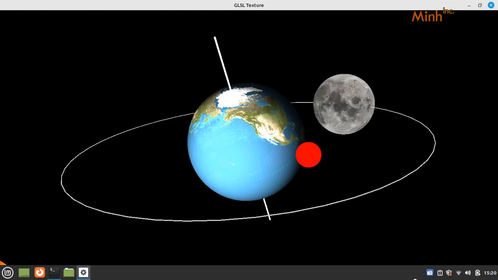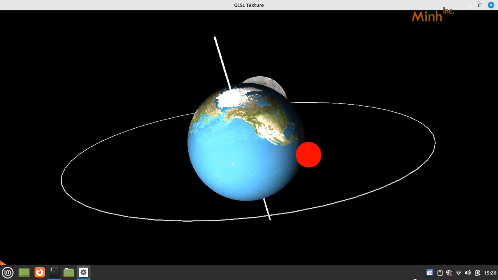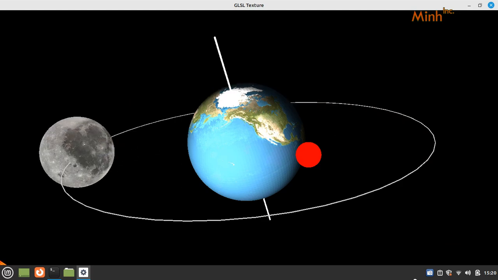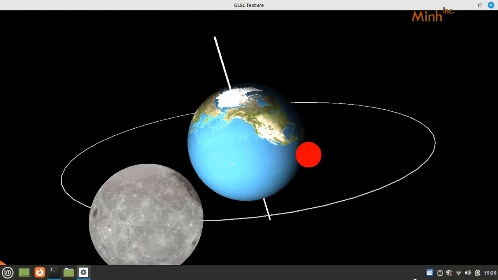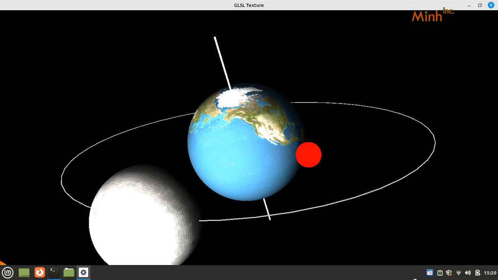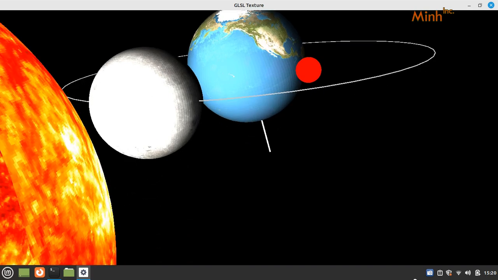Okay, the moon is receiving complete light on one side of the surface, but if the moon is rotating, the moon is receiving full light. But on the other side of the moon, not the side that people are seeing. So the moon is receiving sunlight all over.